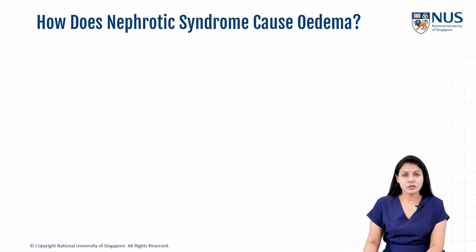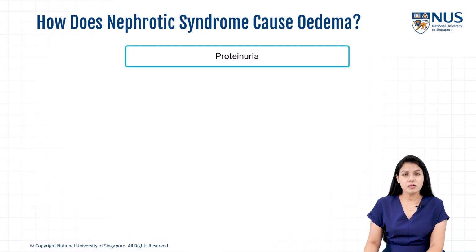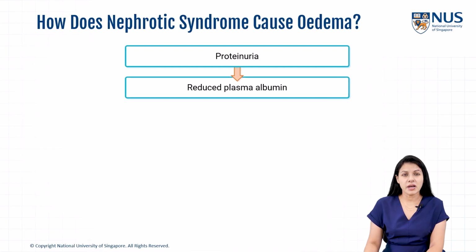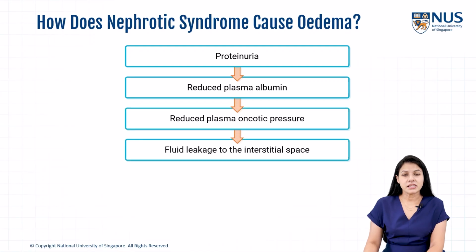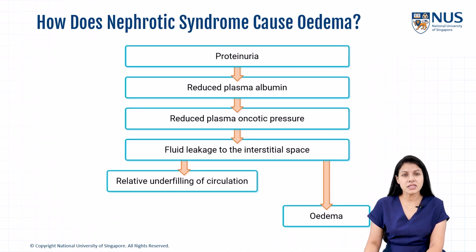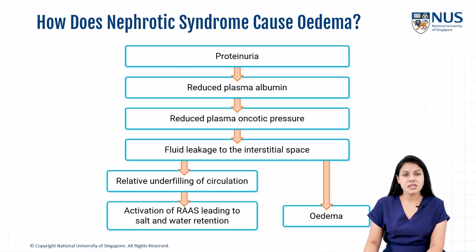How does nephrotic syndrome cause edema? In nephrotic syndrome, heavy proteinuria lowers the plasma albumin and oncotic pressure, driving fluid into the interstitial spaces. So this results in edema. In addition, there's another mechanism that contributes to edema in these patients. The resultant underfilling of the effective circulatory volume activates the renin-angiotensin-aldosterone system. This causes secondary sodium and water retention, which further contributes to edema in these patients.